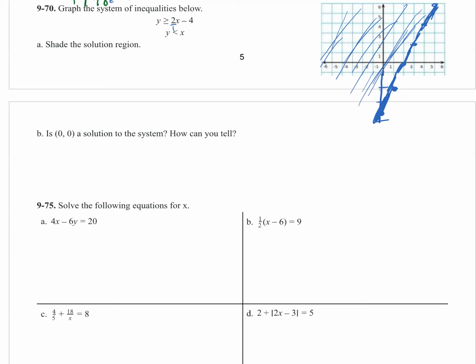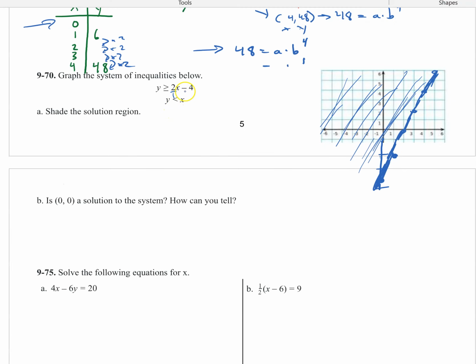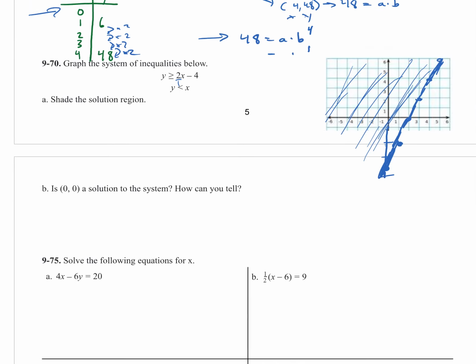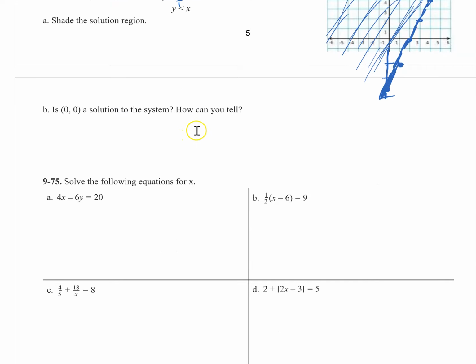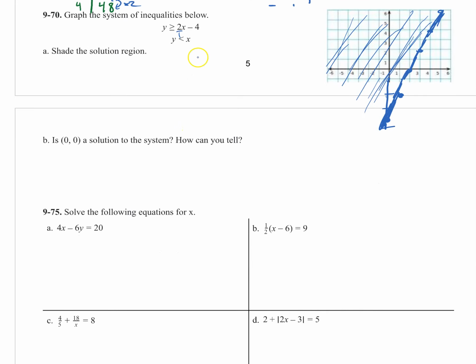Okay, next we need to do the second, which is y less than x. So for y less than x, the starting value is 0, right? It's x plus 0. So I'll put a dot at 0. The slope is the number in front of x, which is the invisible 1. It's positive. It means for every 1 I go over, I should go up 1.